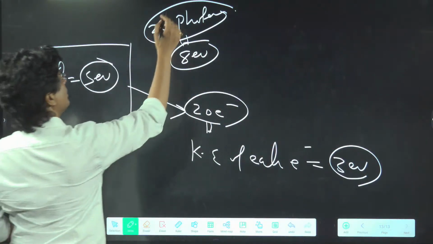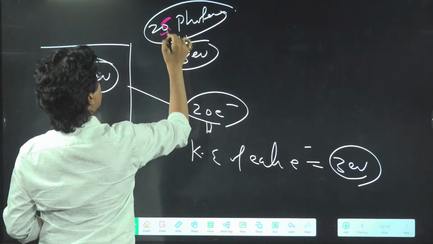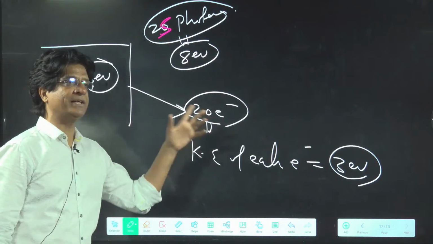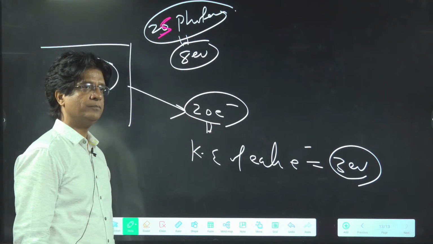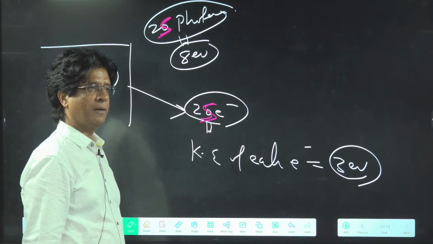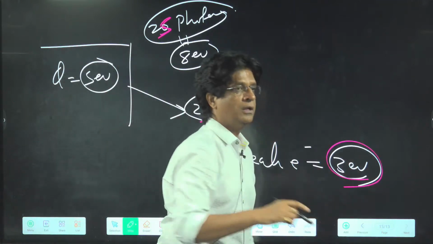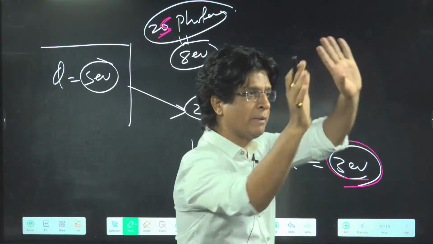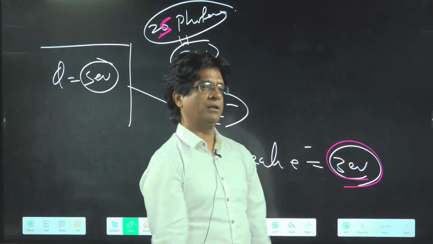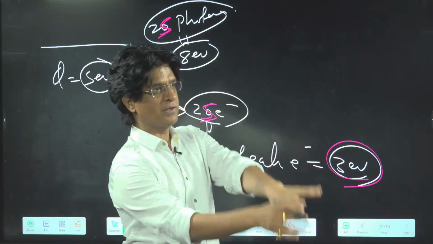Now, suppose we are having 25 photons coming. How many electrons will be ejected? 25. What will be the kinetic energy? 3 electron volt. So kinetic energy does not depend on the number of photons coming. Only what depends? The number of electrons being ejected. Yes or no?